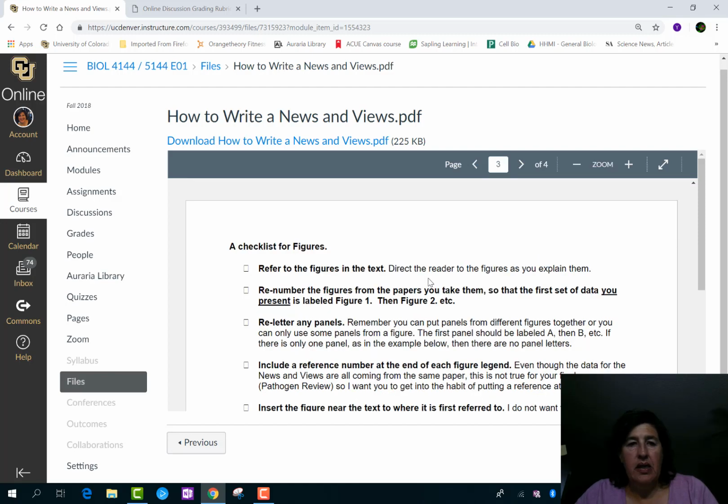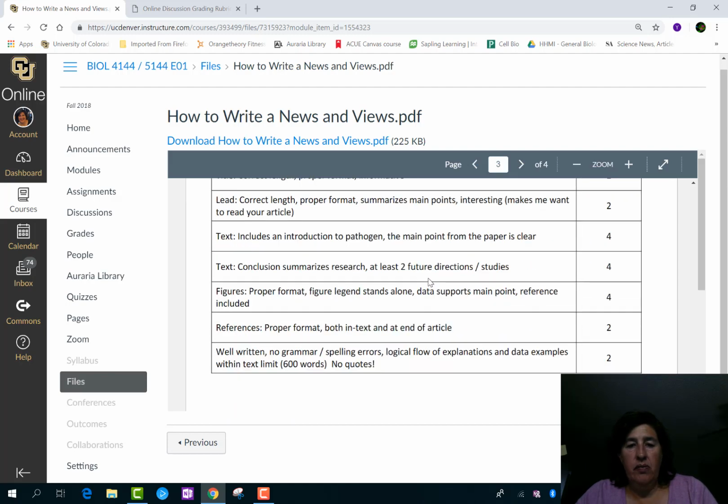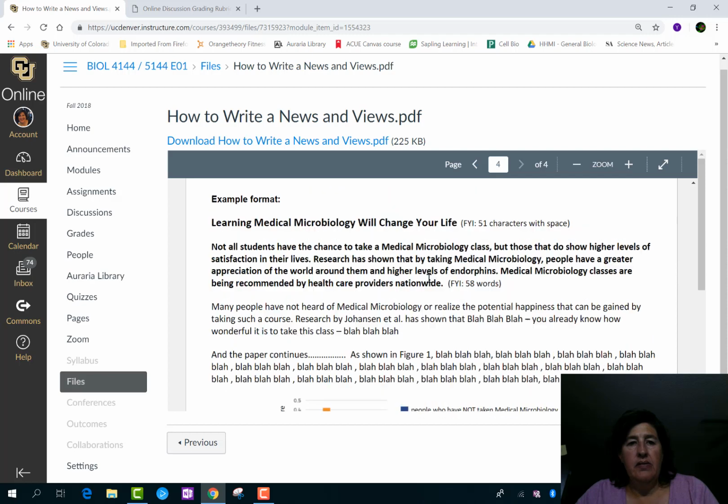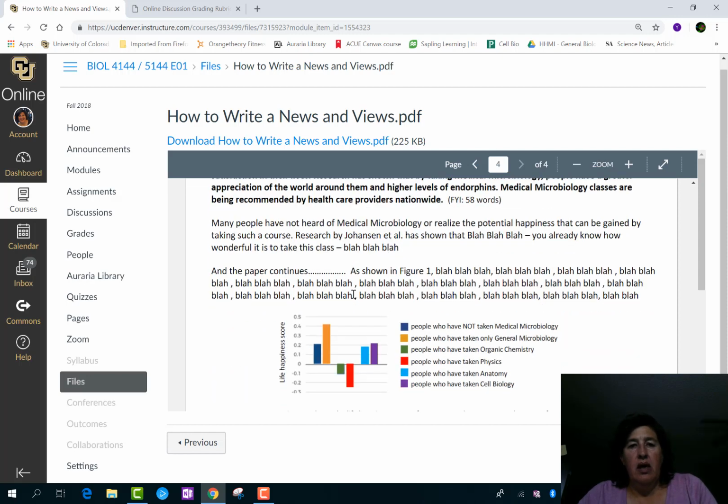Read this. Here's a checklist for figures. Here's the little grading rubric. And here's an example of format. Okay, so I've got a title, I've got a lead, I've got my main body of the paper, the text.